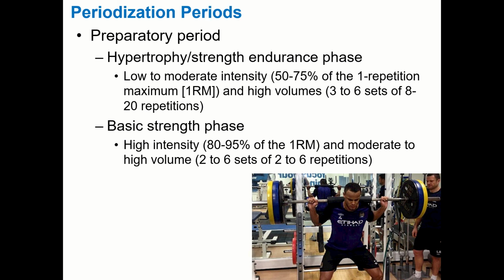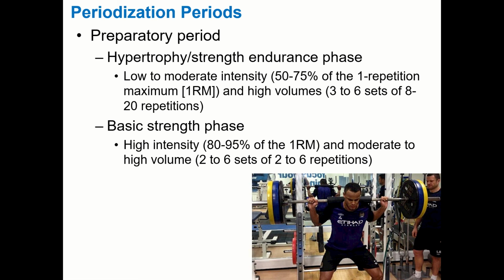So these are 6 weeks, maybe 8 to 12 weeks, where we're going to have the athletes do moderate intensity, maybe low intensity training, but eventually progressing to moderate intensity training with relatively high volumes. So you can see there they're going to do 50 to 75% of their 1 rep max, 3 to 6 sets of 8 to 20 repetitions. Obviously, if you're doing 20 reps, you're doing more like 50% of your 1 rep max. If you're doing 8 reps, you're doing more like 75% of your 1 rep max.